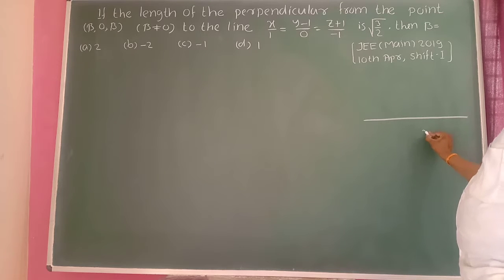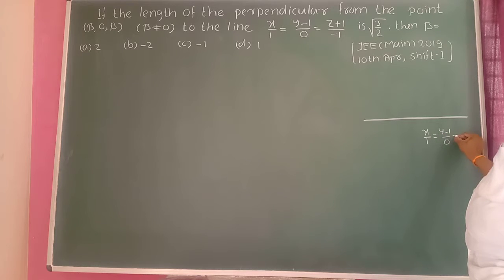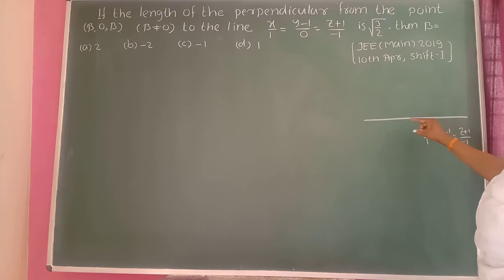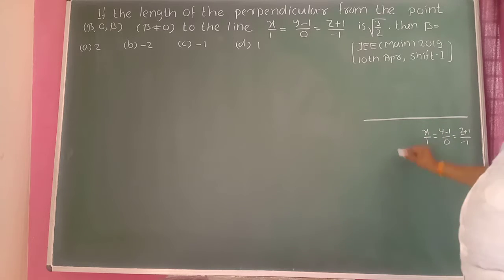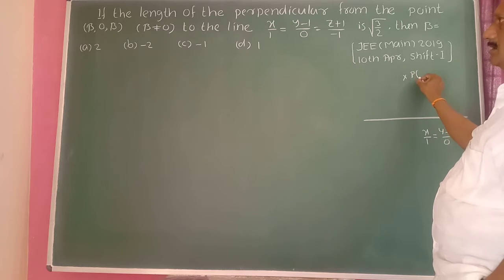Its equation is x/1 = (y − 1)/0 = (z + 1)/(−1). This is the equation of this line. And here is one point. Consider this point as P. They are already given.